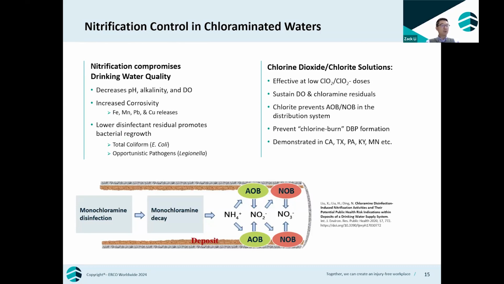Chlorite, either as a reaction byproduct from chlorine dioxide or directly injected as sodium chlorite into the distribution system, helps to prevent the growth of AOBs and NOBs. Chlorine dioxide use to control nitrification can also help indirectly control chlorine-related nitrification DBPs. This kind of field application of this strategy has been successfully demonstrated by many utilities in multiple states, including California, Texas, Kentucky, Pennsylvania, Minnesota, and so on.